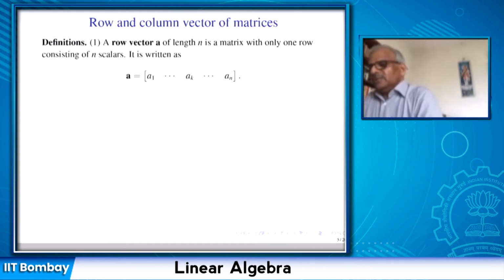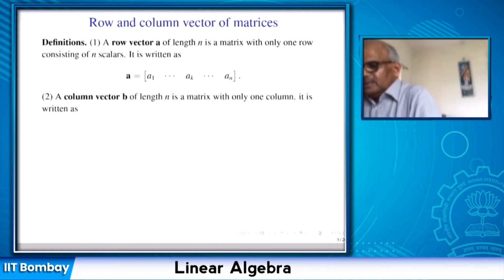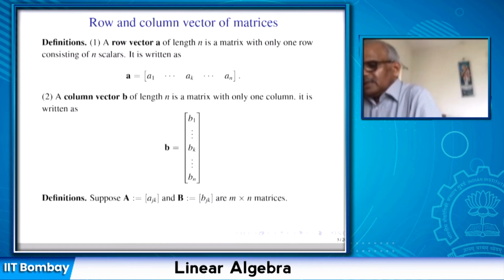Okay, so row vectors will be denoted by this. We don't write a11, a12, etc. We simply write a1, a2, ak, an. So therefore, it coincides with our notation for usual vectors in n-dimensional space. Okay. Similarly, a column vector of length n is a matrix with only one column and any number of rows. And we will write a column vector in this way. We display the entries as b1, b2, bk, bn. Okay. So row vectors will always be written like this, and column vectors are displayed like this.